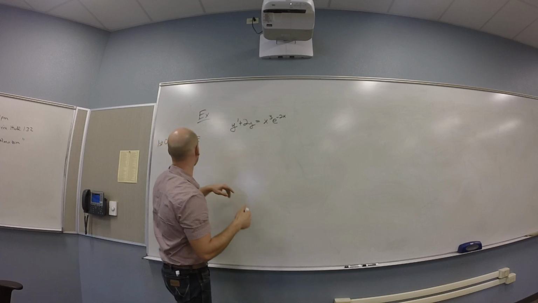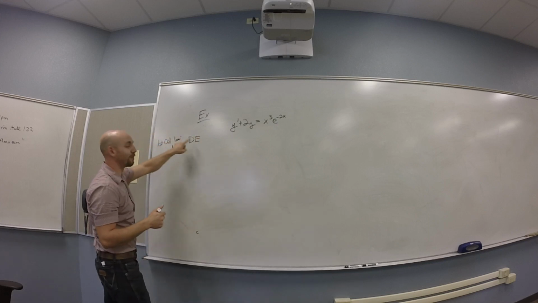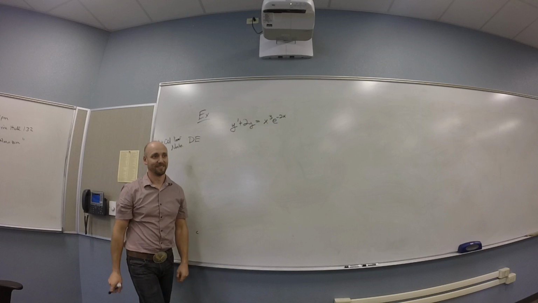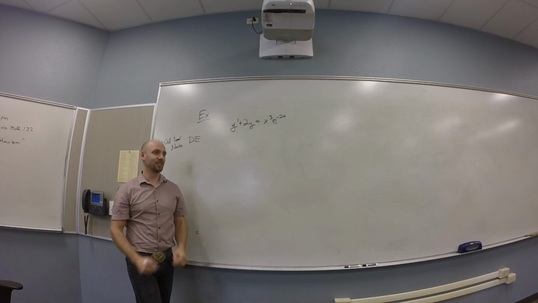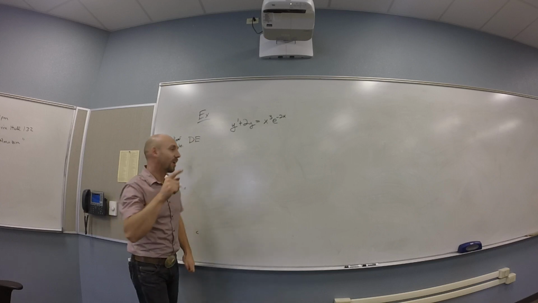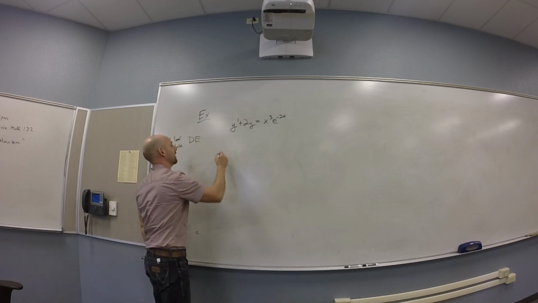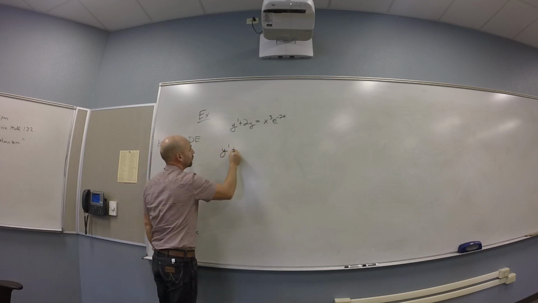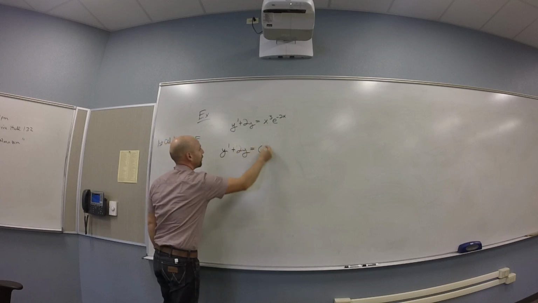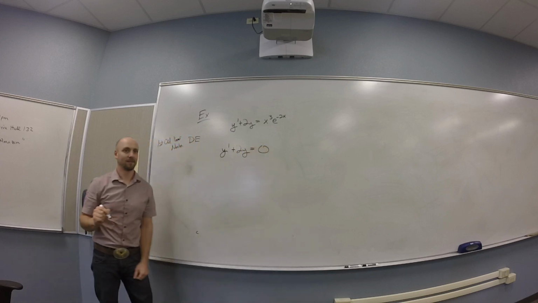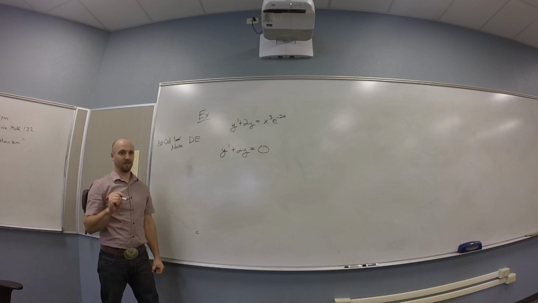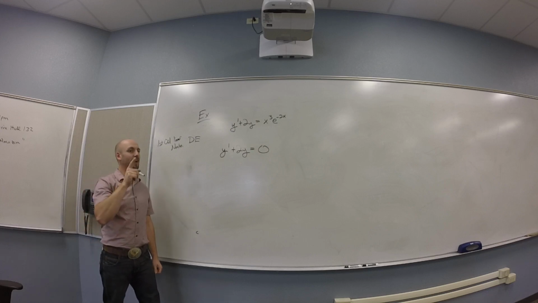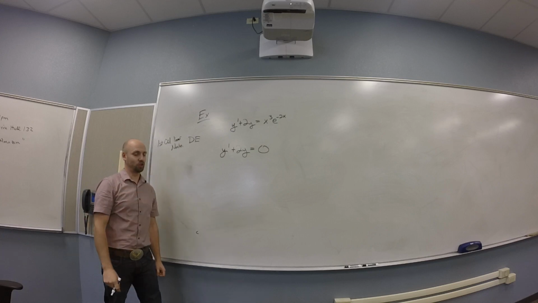How do I start solving a first order linear non-homogeneous differential equation? Solve the homogeneous version first. So take that thing, drop the non-homogeneous part. This is called variation of parameters, right?